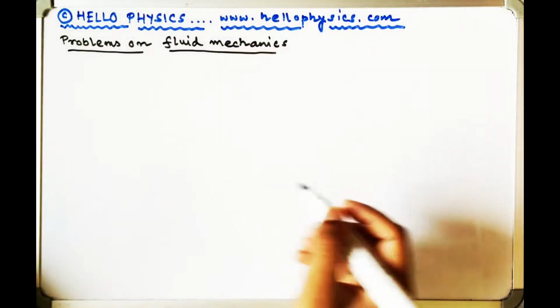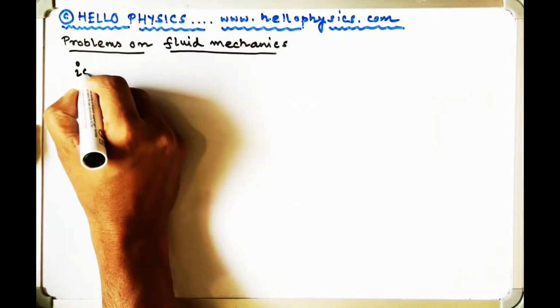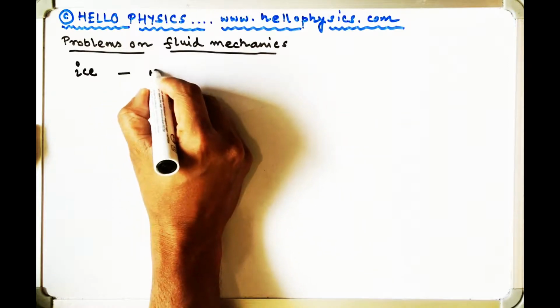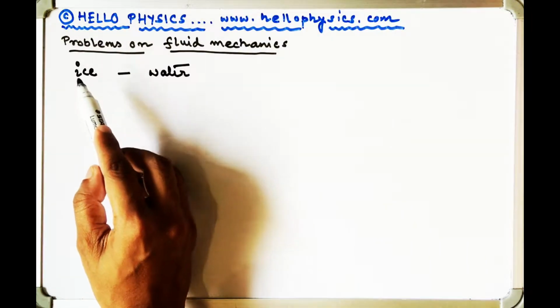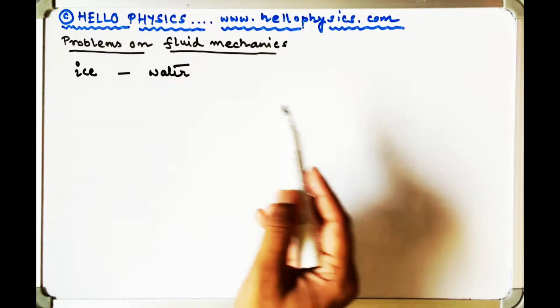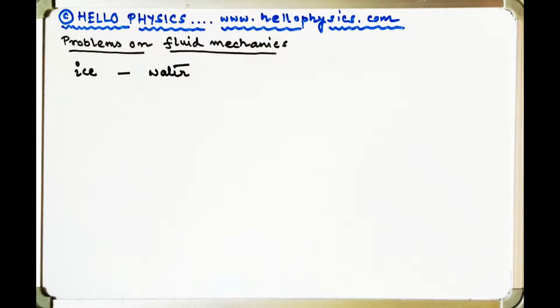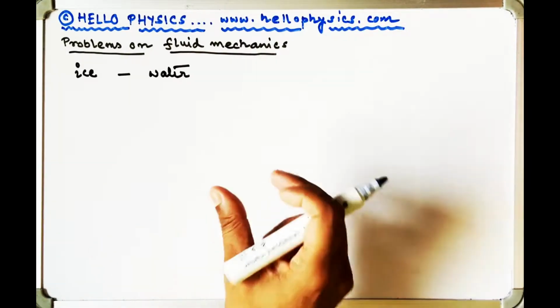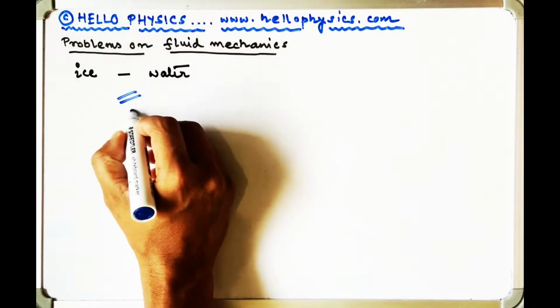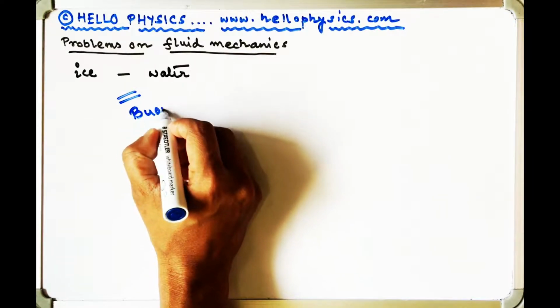We know that ice floats on water. Although ice is a solidified form of water, still ice floats on water. Why does ice float on water? It must have something to do with buoyant force, right?